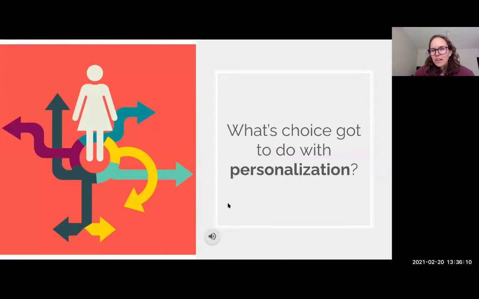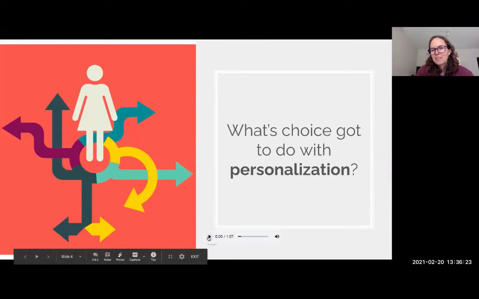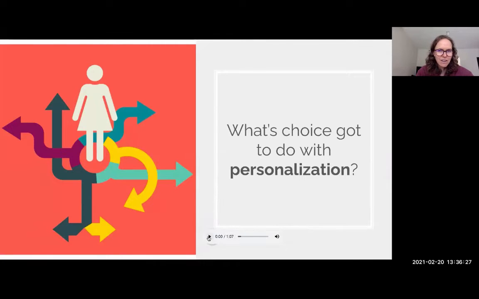So the first lens that we're going to look through is, what does choice have to do with personalization? And we couldn't have a session on student choice without getting some student voice in there. So let's hear from our students some of the ways that they feel like choice helps personalize their learning.